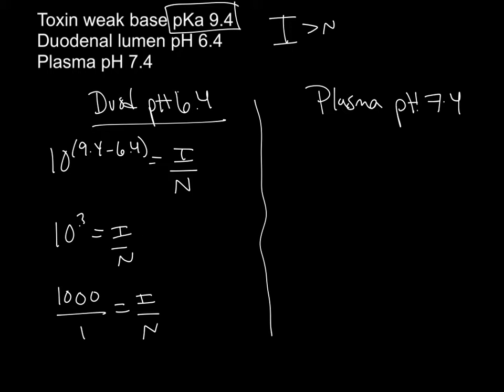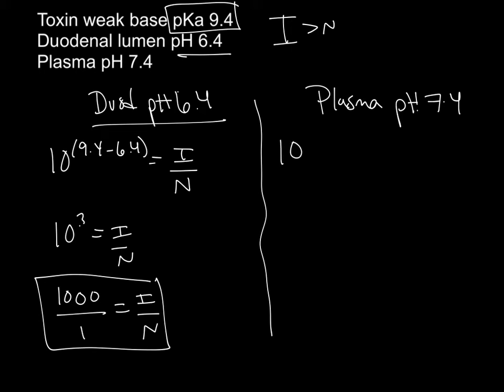All right, and does that make sense? This is a pH of 6.4. It is relatively acidic compared to the pKa of 9.4, so the ionized form should predominate. I should be the bigger number. 1,000 over 1, yes, ionized, I is the bigger number, so it all makes sense.